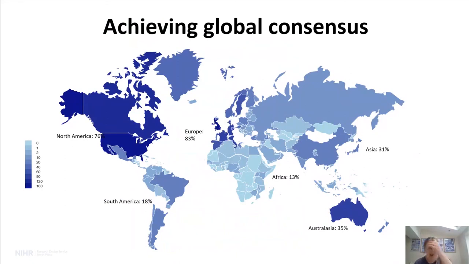Asia is heavily dominated by China, and they are increasingly active in the area of core outcome sets. The Chinese Cochrane Center has set up a Chinese core outcome set center, which is linked to COMET. So we're really trying to improve that, but it does have challenges, of course.